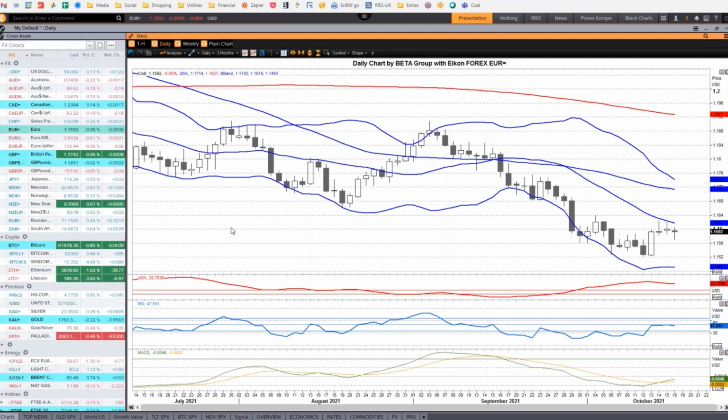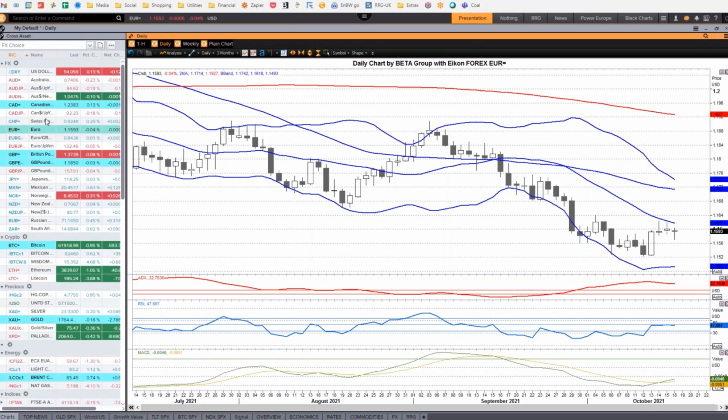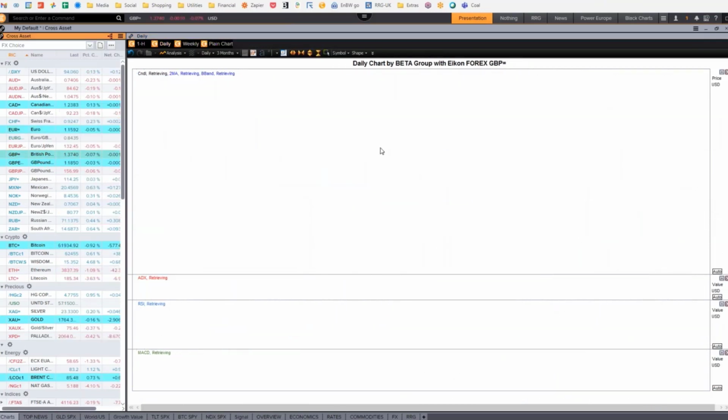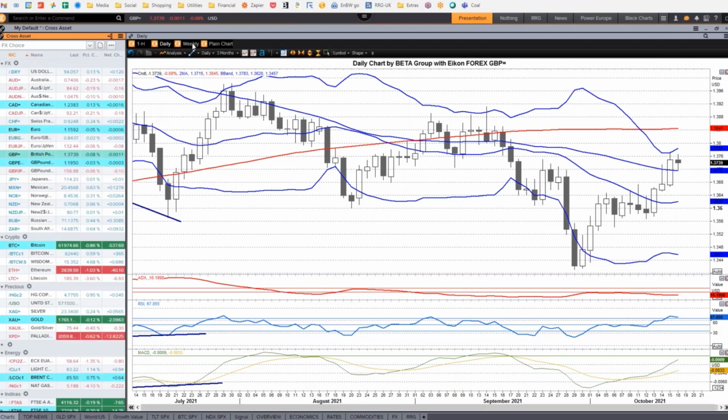So this is something which is weak against the dollar, but maybe better things to look at. So let's look at the pound next. Now this has bounced strongly, the pound. Interest rate hike here, carry trade potential here has bounced the pound quite strongly.